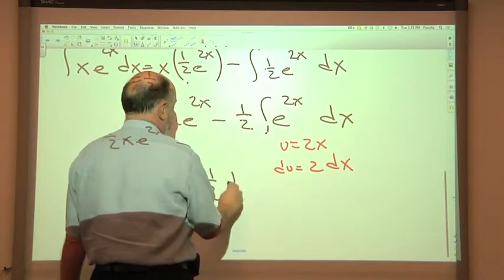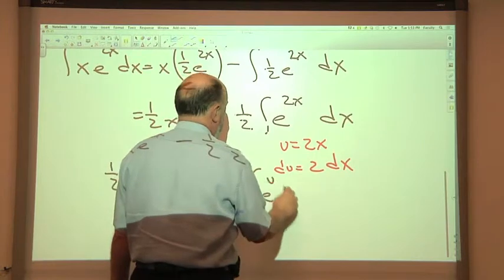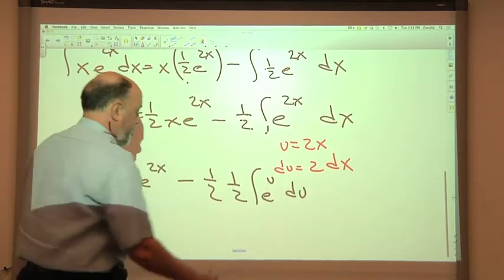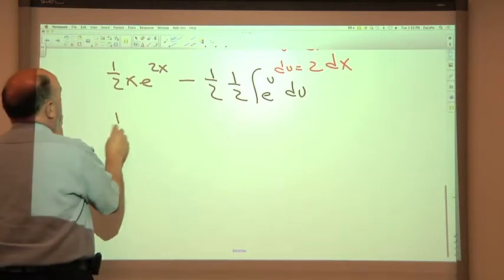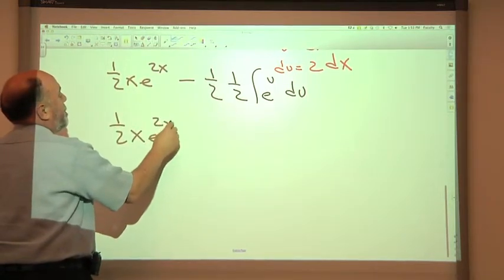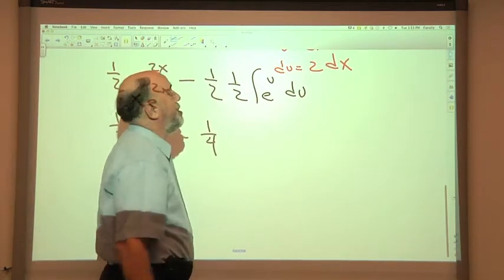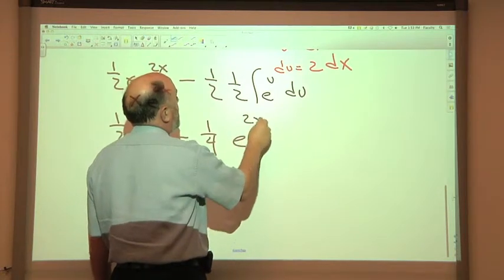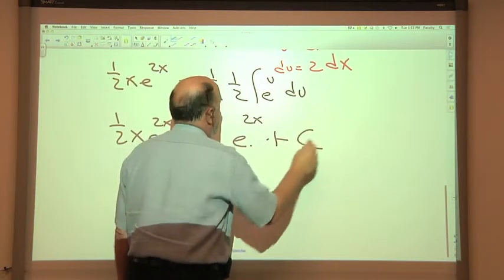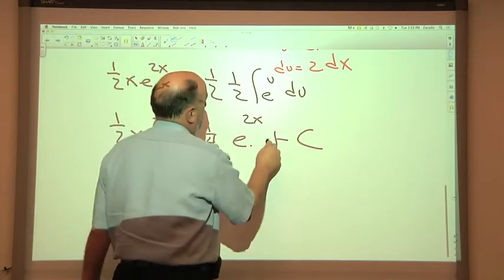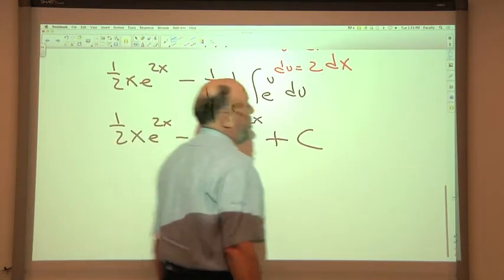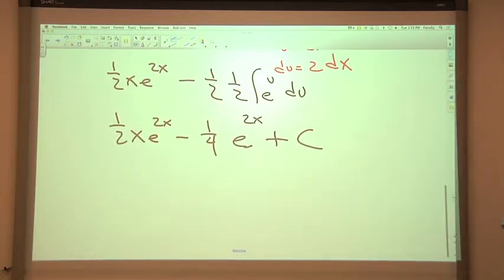My factor is going to be another half, e to the u du. So we get 1/2 x e to the 2x minus 1/4. We integrate e to the u, we get e to the u. So this will be e to the 2x, and then it is an indefinite integral, so we end up with that. So by doing the integration by parts, we were able to integrate this thing where we could not do it by doing a substitution.